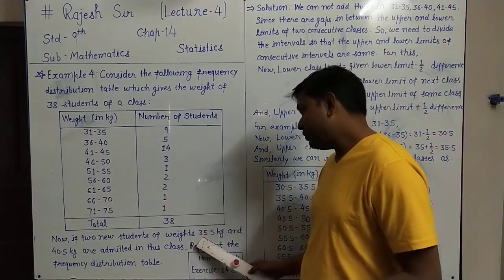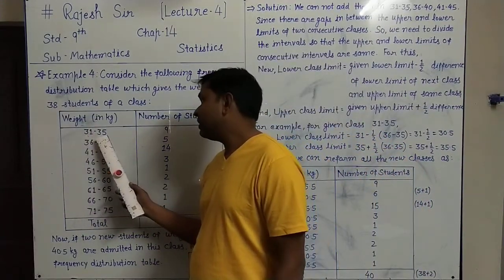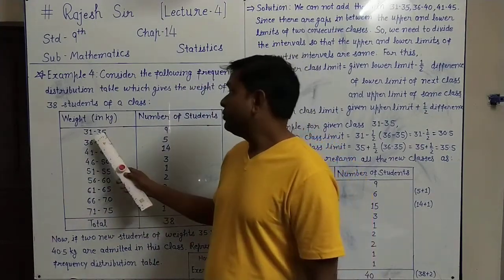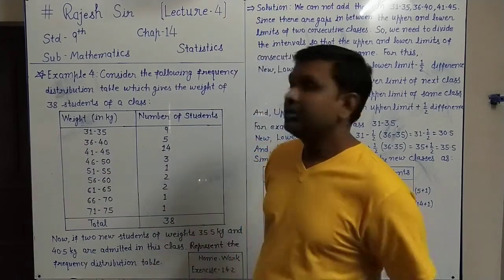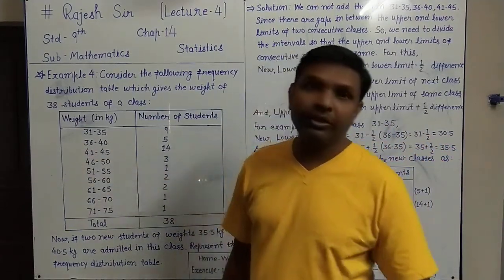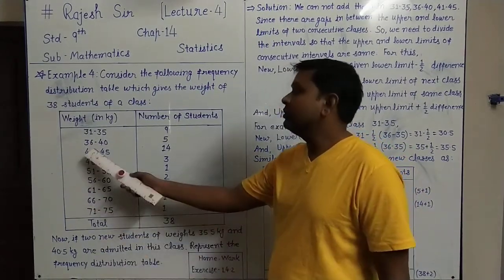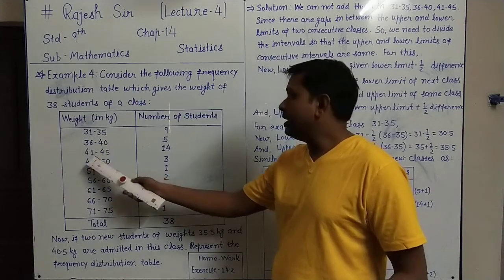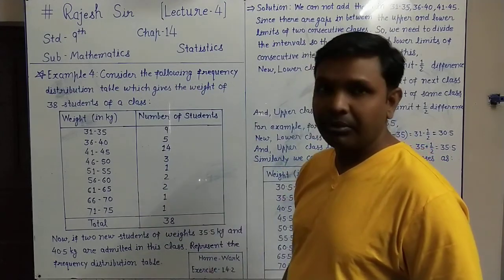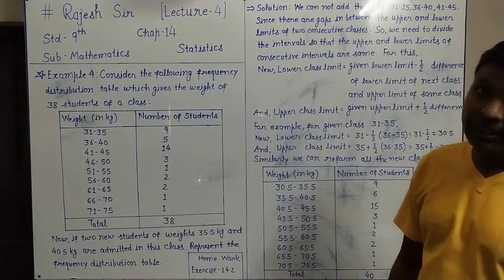the new students, one of them has weight 35.5. So here you see the weight is 31 to 35 and then 36 to 40. 35.5 is between 35 and 36, and there is a gap between the upper limit and lower limit of 2 consecutive classes. So where to keep this 35.5? Similarly 40.5 also. Here the 40 ends and 41 starts. So 40.5 doesn't come in this type of classes. So where to keep these 2 students in this table in the weight categories?